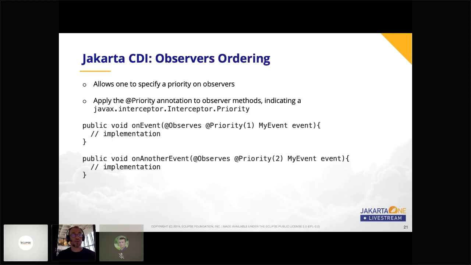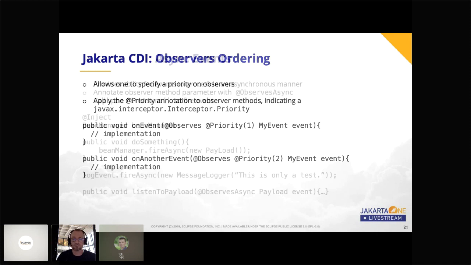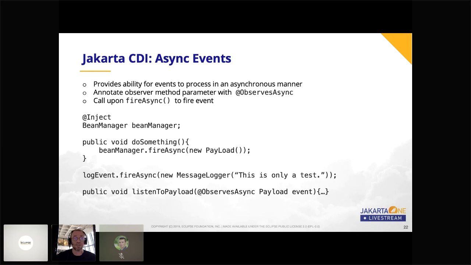So just to take a look at one of the newer features of CDI, it is observers ordering, which allows one to specify a priority on the observer methods. Without indicating a priority, there really is no way to determine which order the observers will be initiated in the event that more than one exists. So this is a good way to ensure your observers are running in the correct order. Another new feature is async events. This provides the ability for events to process in an asynchronous manner. Just annotate an observer method parameter with observes async, and call fire async to fire the event.